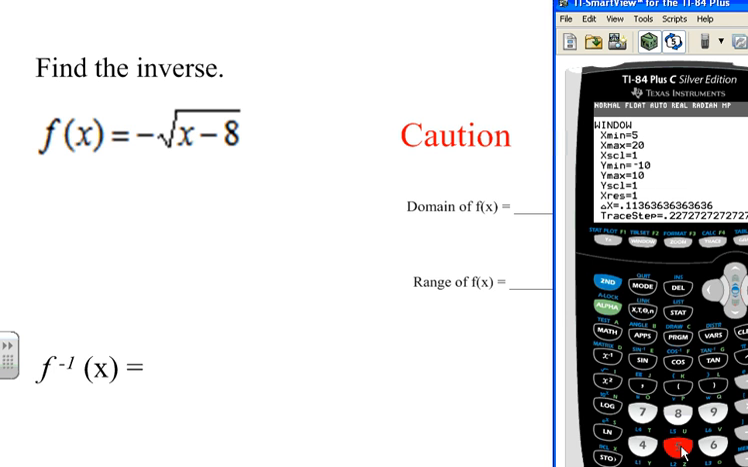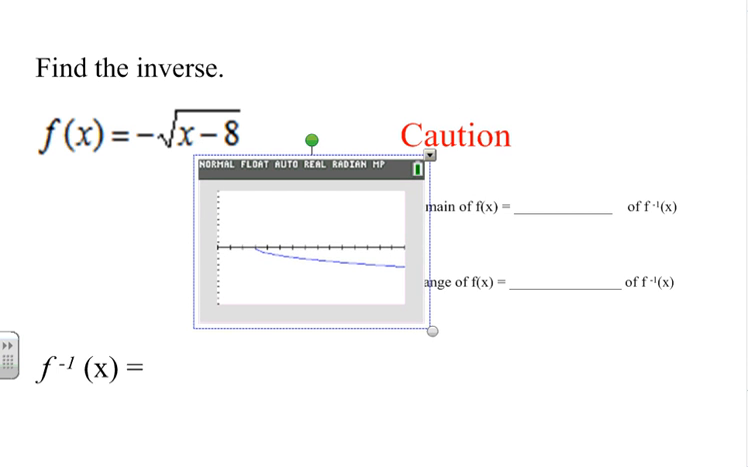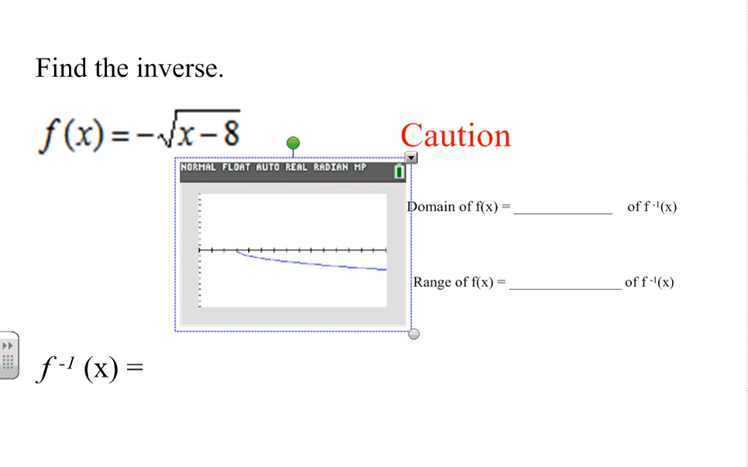All right, so I went to my window. I'm going to graph this, and I can see this graph right here. Now, from here, okay, I have this.